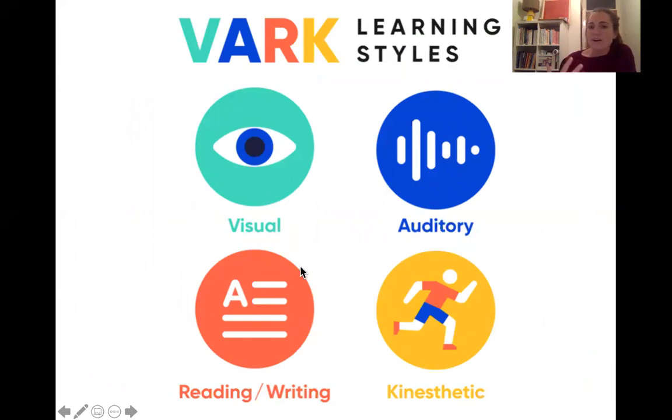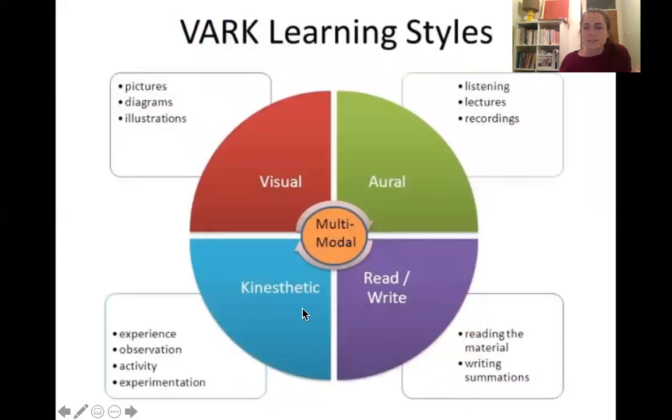So what VARK postulates is that some people take in information through visual mediums. Other people are more suited to listening. Other people need to read or write. And other people are kinesthetic. They need to actually engage in activities. So you can see here, these are examples.